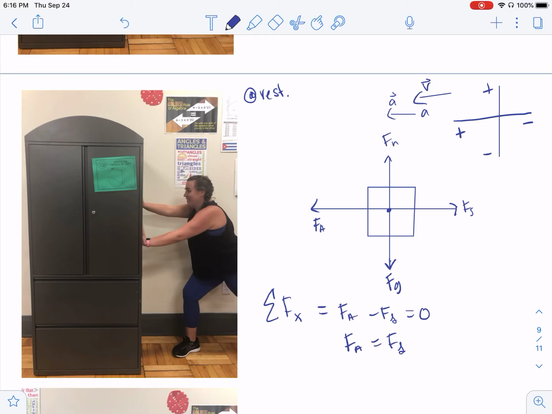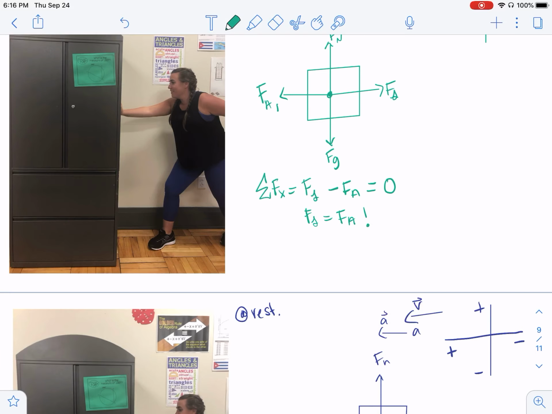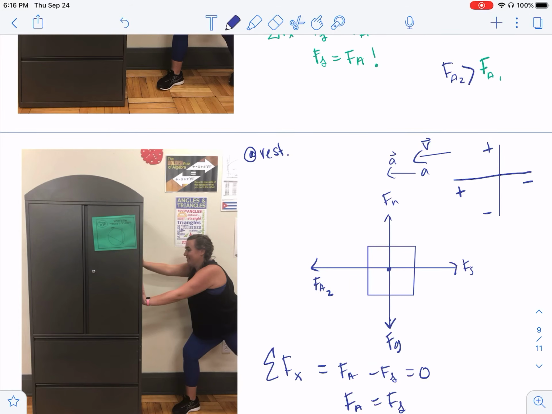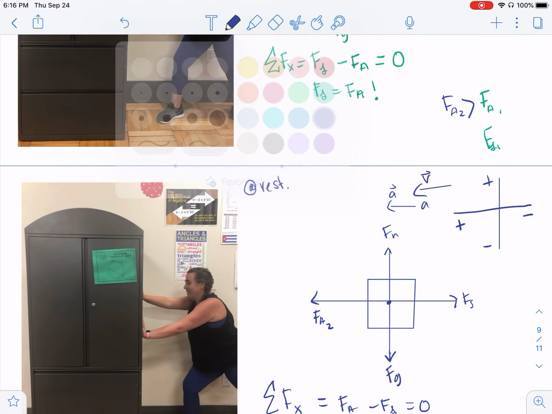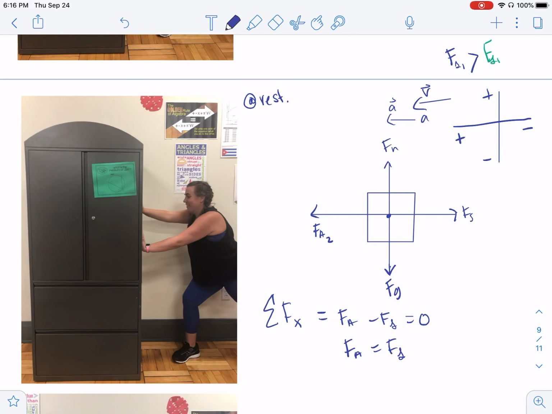Now, it's really important to note that this force applied, let's call it FA2, and let's call this one FA1, because one arm versus two arms. If we were to compare these, the second one is larger because I was pushing with more force. I had both arms going, it was more force. That means if we were to compare the force of static friction in both of these cases, it would be larger in the second scenario because it is equal to what I am pushing. It is equal to that force applied.